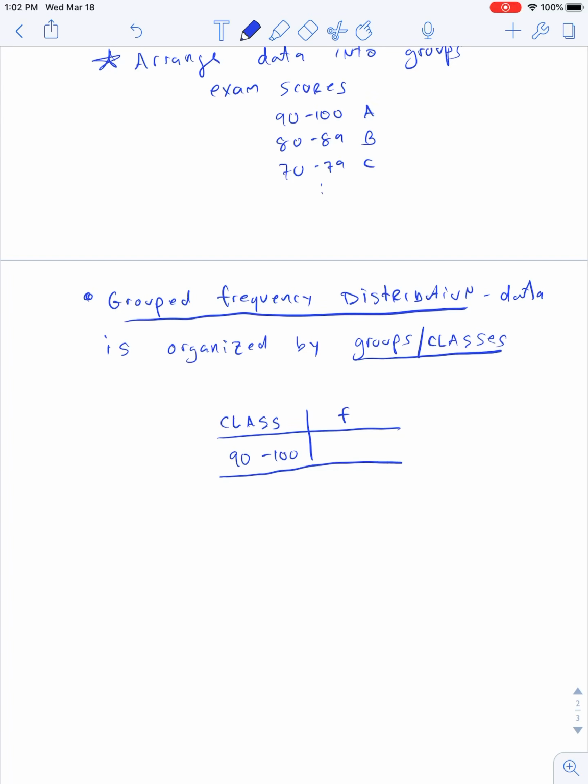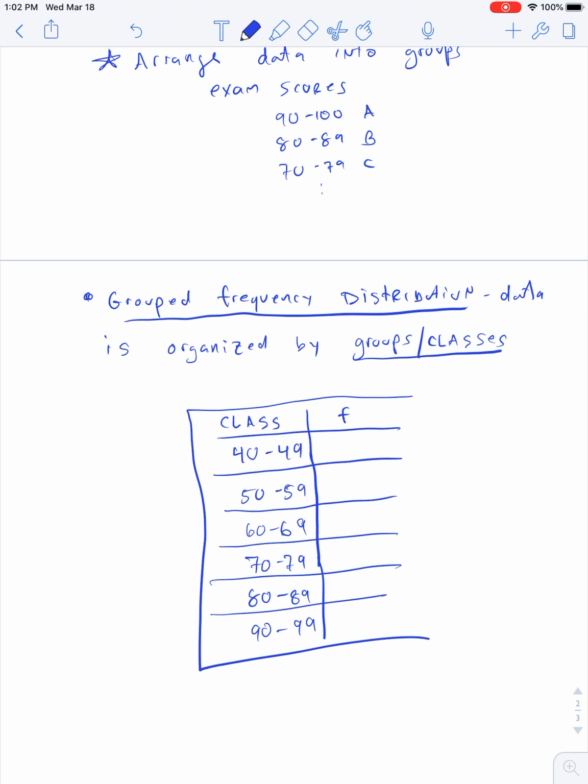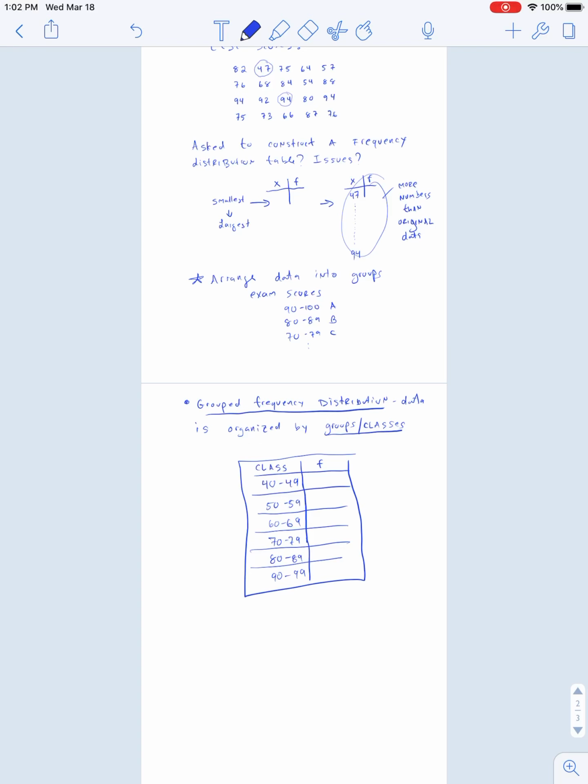Once again, we start from the smallest to the largest. So 40 to 49, 50 through 59, 60 through 69, 70 through 79, 80 through 89, and 90 through 99. And we go back to our data and see how many times we see each.